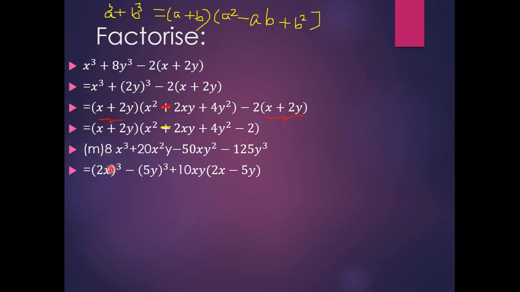8x cube means we can write 2x whole cube. This 125y cube, you can write 5y whole cube. So 125, either you can factorize or you can find the cube root from the calculator. Cube root of 125 is 5, and y cube you can write as y whole cube. So taking this first and last, we can write it this way, and from these two, common is 10. Common means HCF of 20 and 50 is 10.